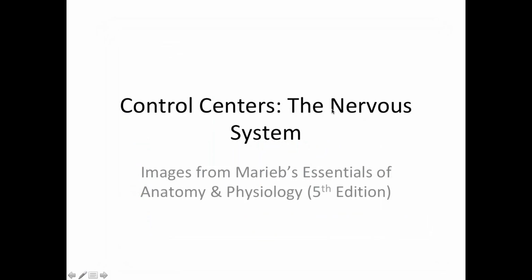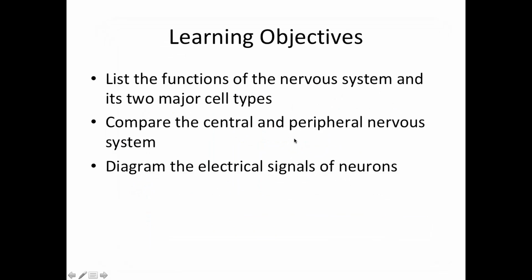Today, let's dive into one of our major control systems in the body, our nervous system. Our learning objectives for today are to list the functions of the nervous system and its two major cell types, to compare the central and the peripheral nervous systems, and also to diagram the electrical signal of our neurons.